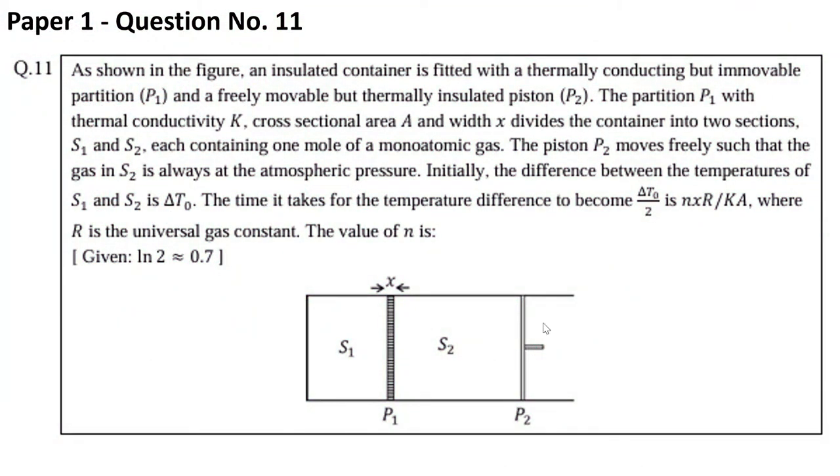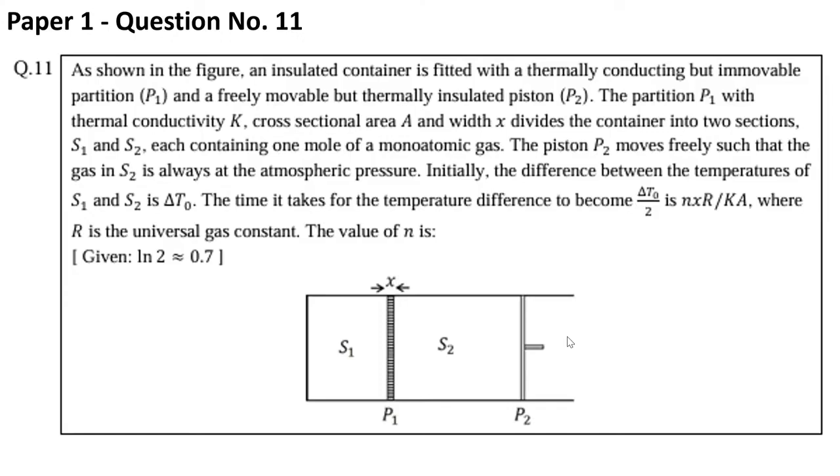So question number 11 says there's an insulated container fitted with a thermally conducting immovable partition. So the first one, it's thermally conducting but it's fixed, P1. And the second one is thermally insulated and free to move. The partition P1's conductivity is K, cross-section area is A, and width is X. Both the partitions have 1 mole of monoatomic gas. And P2 is free to move, so it will move such that the internal pressure is equal to the external pressure, which is the atmospheric pressure.